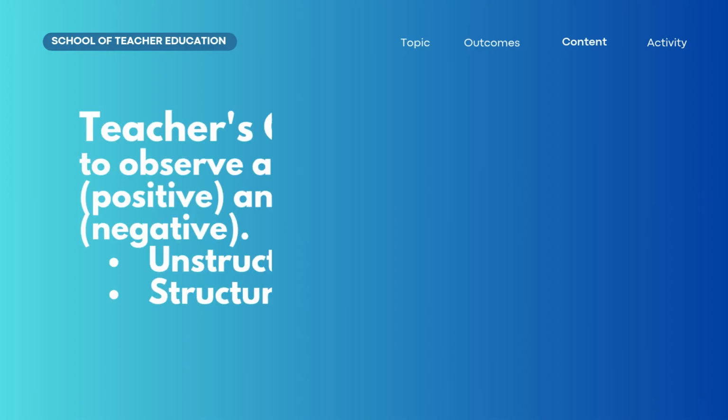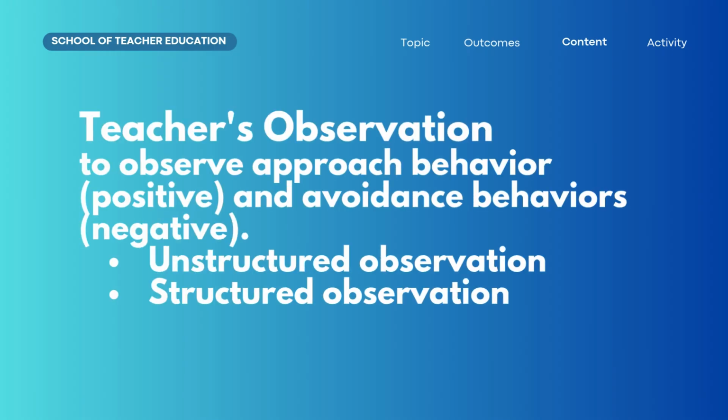First is teacher's observation. This is to observe approach behavior and avoidance behavior, so these are positive behavior and negative behavior. We can have it unstructured or structured. Unstructured is you just write it in your notebooks or even in your journals, for example. And remember that we teachers are the ones to accomplish this, not the student.